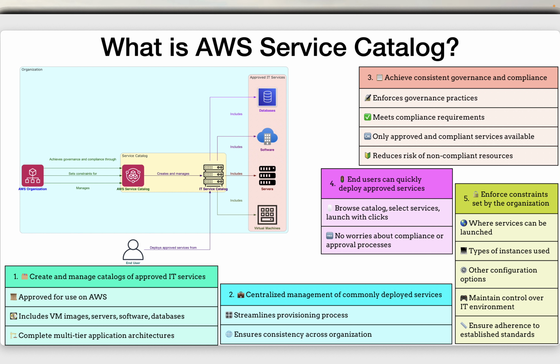Service Catalog allows organizations to set constraints on the deployment of IT services. These constraints can include factors such as where the services can be launched, the type of instances that can be used, and other configuration options. By enforcing these constraints, organizations can maintain control over their IT environment and ensure adherence to established standards.